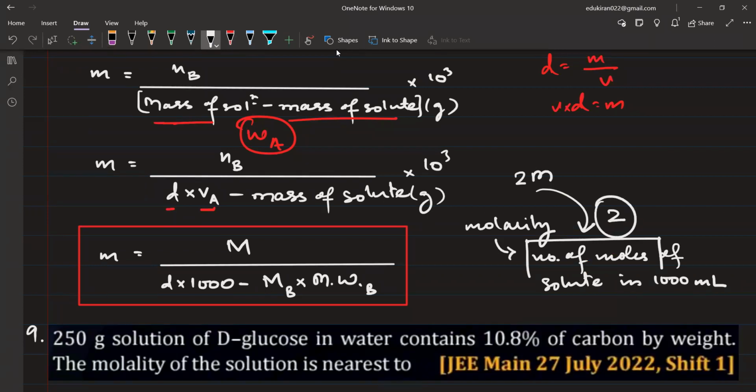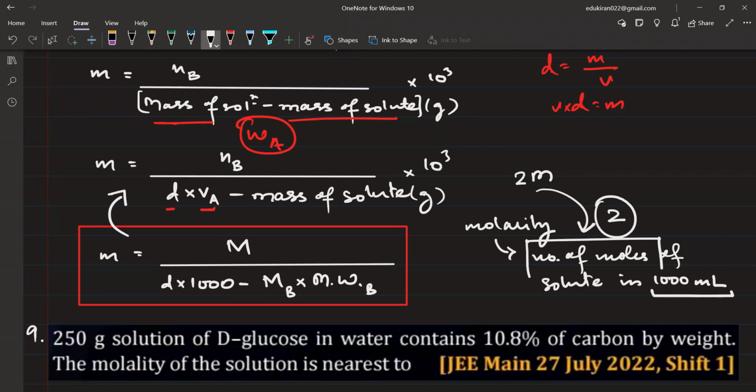Number of moles of solute मिल गया आपको, तो NB की जगह हमने whatever the value of molarity है वो रख दिया. Now it is the same equation as the above one, but यहाँ पे we have defined the volume. The volume is 1000 ml. So instead of VA, I am writing 1000. And if they have not given you the mass of solute, then आप यहाँ पे क्या कर सकते हैं?